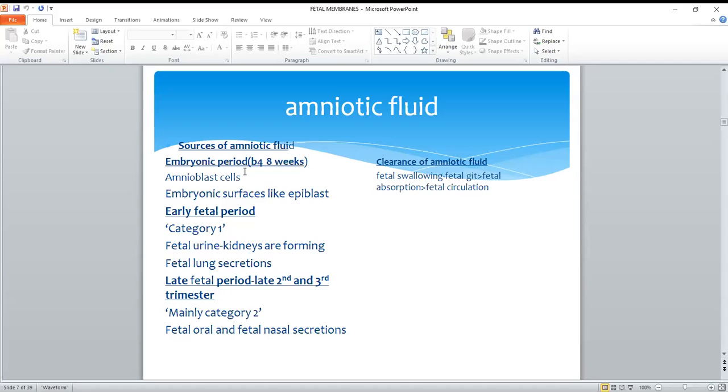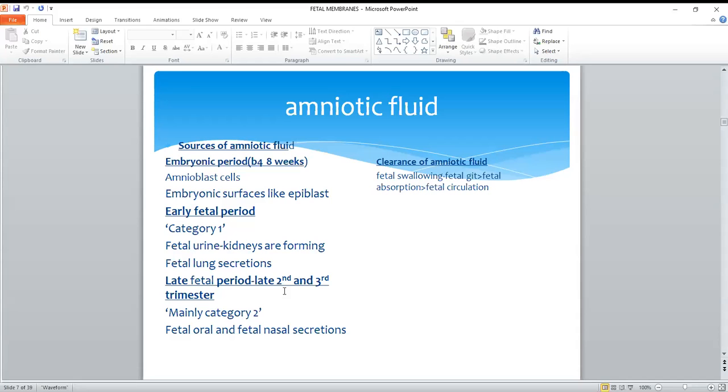So the sources of the amniotic fluid: in the embryonic period, before 8 weeks, we have the amnioblast cells and the embryonic surfaces, like the epiblast cells. So these are the ones that are secreting the amniotic fluid. The fetal urine and the fetal lung secretions are the ones now secreting the amniotic fluid. But we also have these other two, okay? So I've just put them as category one, just to mean, although we have fetal urine and fetal lung secretions, also these first ones play a role.